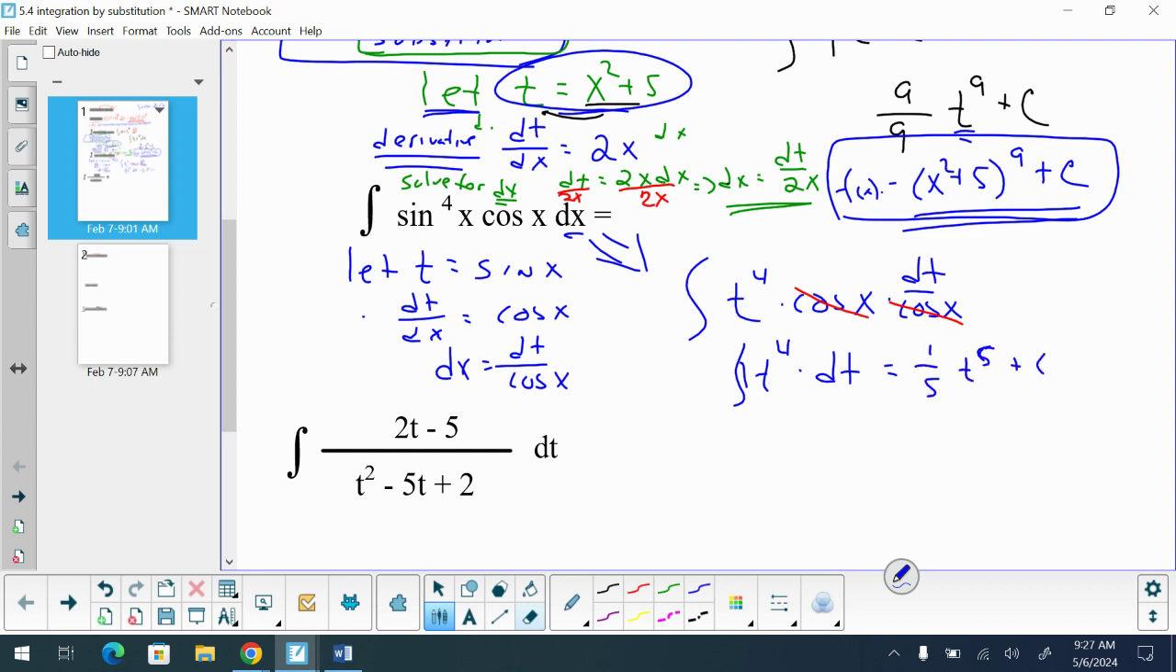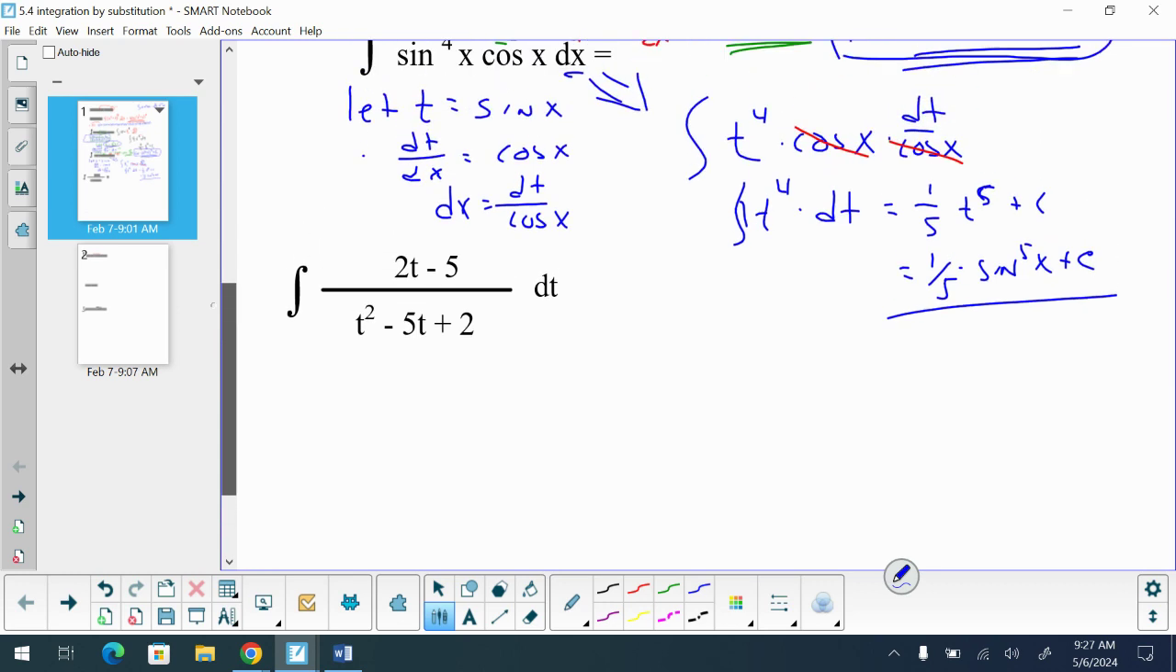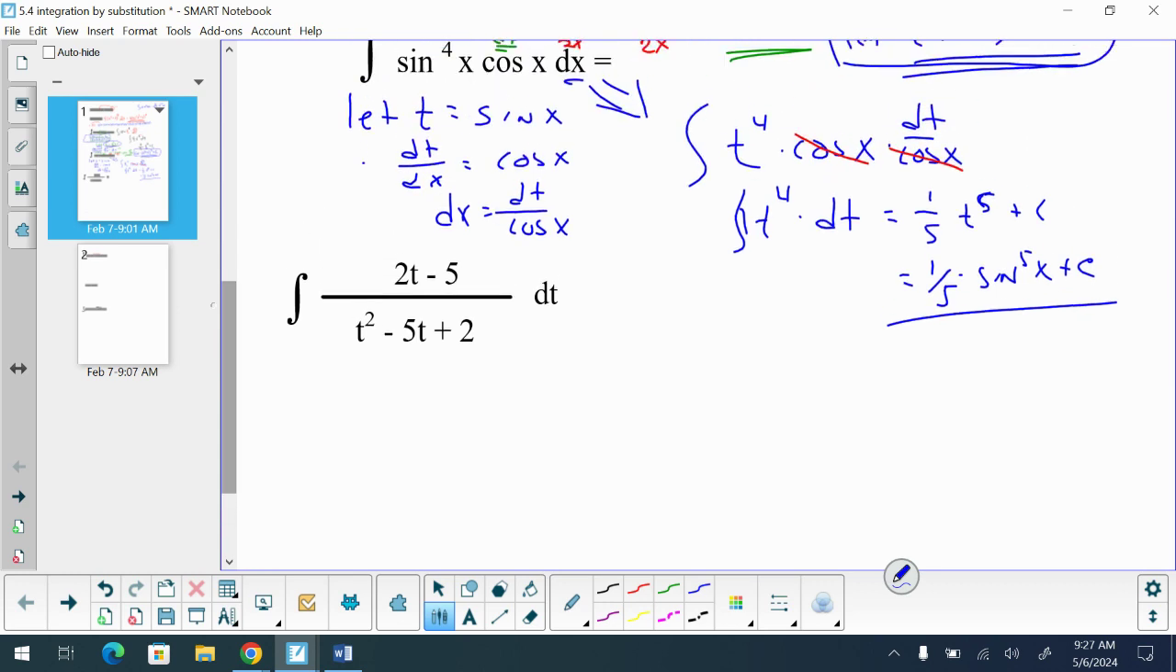We should have 1/5 to the 5th plus c, and then back substitute. t is equal to sine of x. So we have 1/5 sine to the 5th of x plus c. Now the process, once again: you let something equal to t, then you take the derivative of whatever you let t equal.